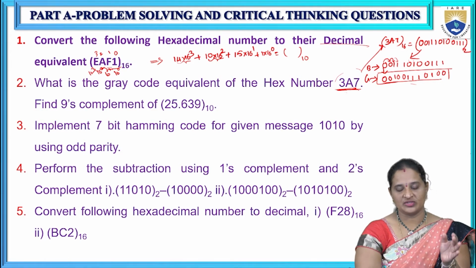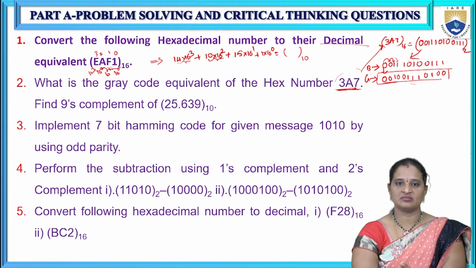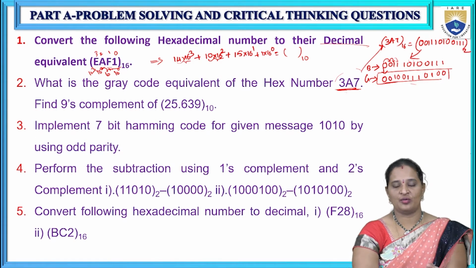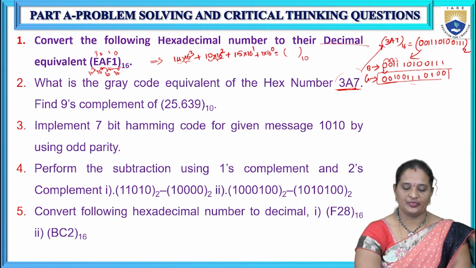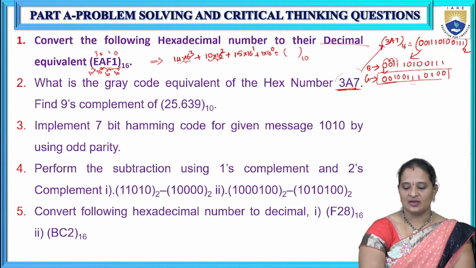So the thing is, first we need to convert the given hexadecimal number into binary and then convert the obtained binary number into gray code by using the XOR operation. Okay, so this is the first one.